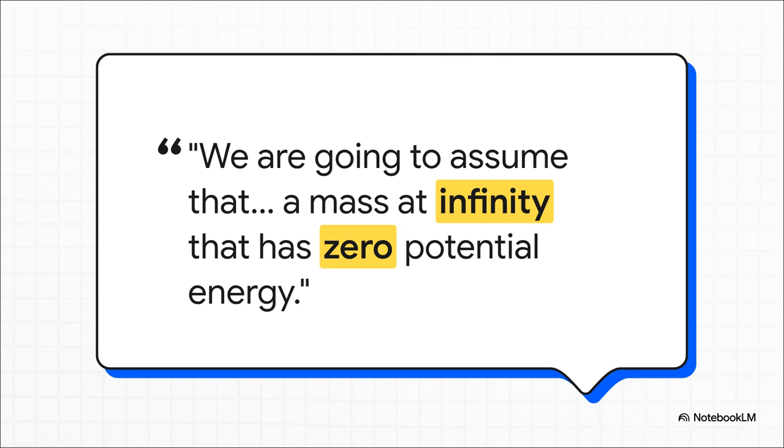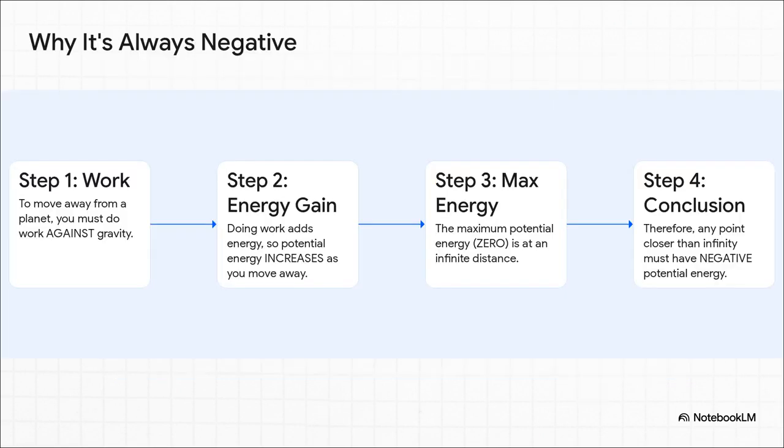And here is the absolutely brilliant solution physicists came up with. Forget the ground. The new zero point for potential energy is infinity. Just picture an object so mind-bogglingly far away from any planet or star that it feels zero gravitational pull. It's totally free. That spot, at an infinite distance, is what we now define as having zero potential energy. So if the absolute maximum energy an object can have is zero, way out at infinity, what does that mean for everything else? Well, think it through.